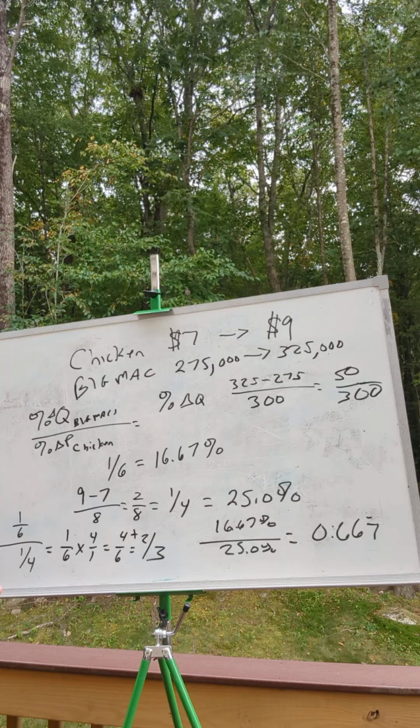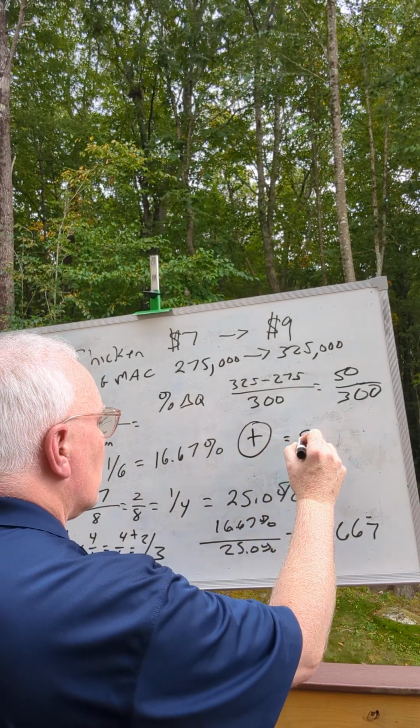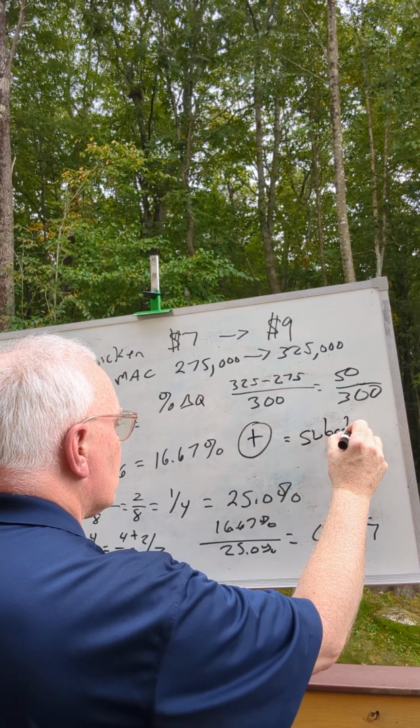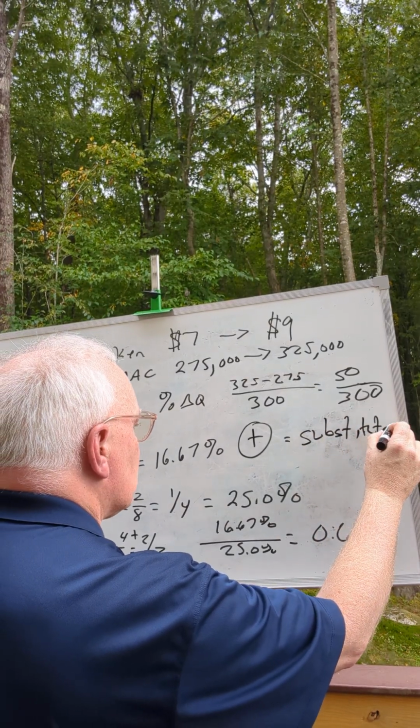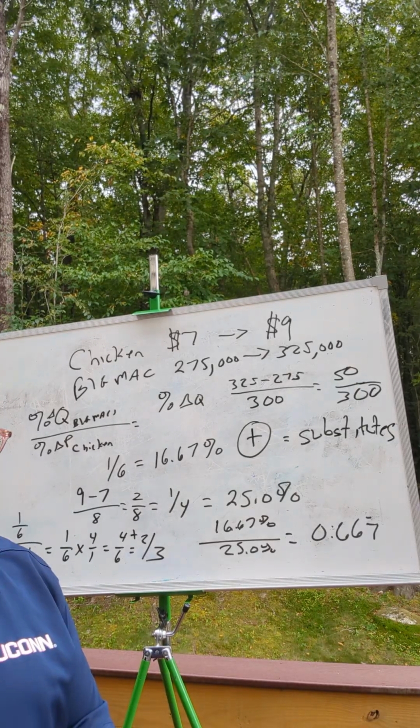And because the cross-price elasticity is positive, we know that they are substitutes. A person could see the higher price of the chicken sandwich and decide that they're going to have a Big Mac instead.